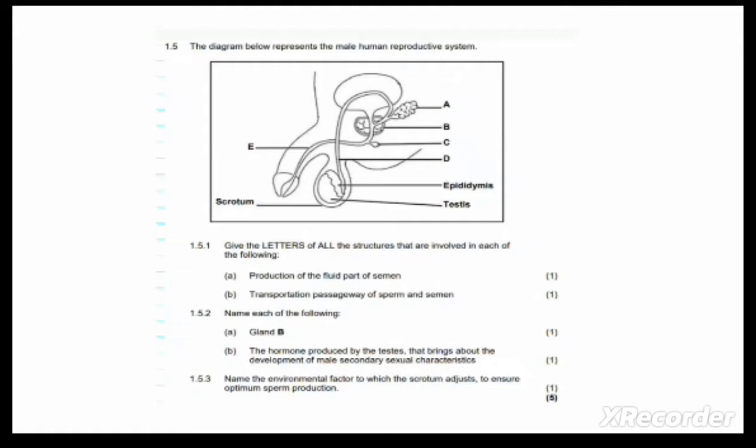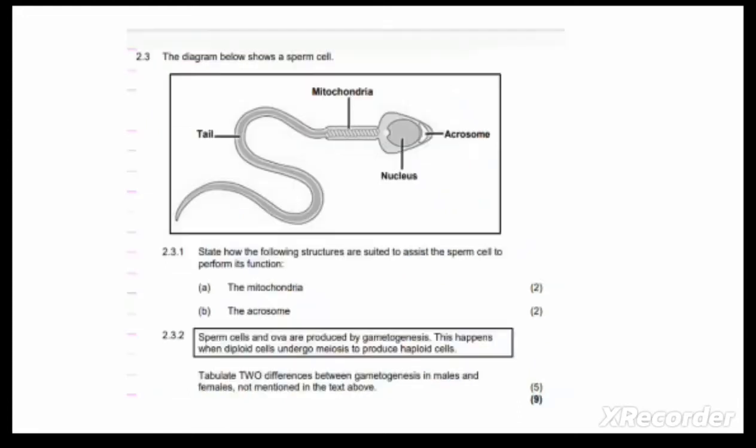So let's look at the last set of questions. The diagram below shows a sperm cell. We can see the mitochondria there, the tail, the nucleus, and the acrosome. State how the following structures are suited to assist the sperm to perform its function. The mitochondria, there is the mitochondrion in the mitochondria, which gives the energy to the sperm for it to be able to swim. So, increased surface area for cellular respiration to provide energy.